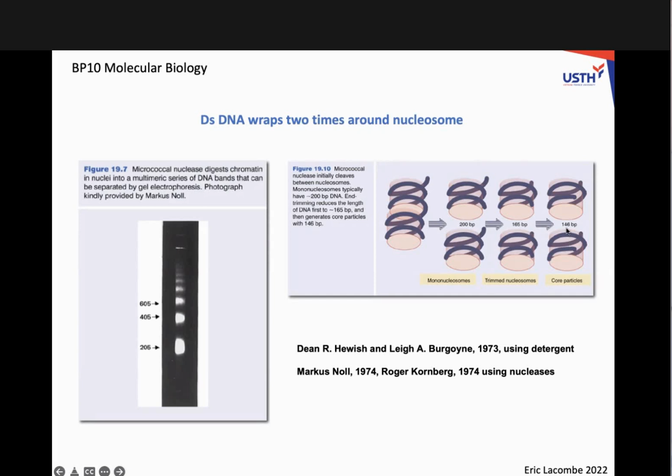So the core particle, this is what I showed you before, has a 146 base pair fragment. So there are different levels, and they show that using a very old technique. Using the nuclease, they cut in between the nucleosomes, and you see the rest of the DNA in this gel electrophoresis. But this slide, sorry, is just for your information on how they managed to understand the size of DNA involved in the nucleosome formation.